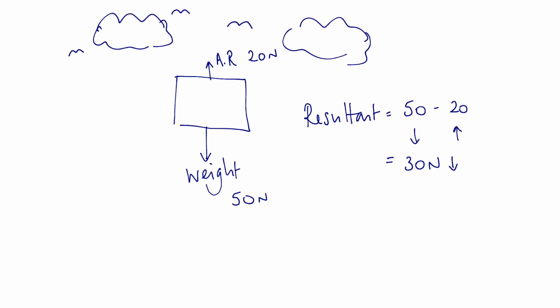So this means, because there is a resultant force, as in it's not 0 newtons, the forces are unbalanced. And if they're unbalanced, that means the object is changing speed or changing velocity, and the object is therefore accelerating. So it's accelerating downwards.